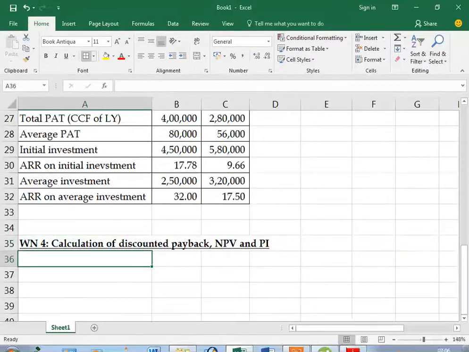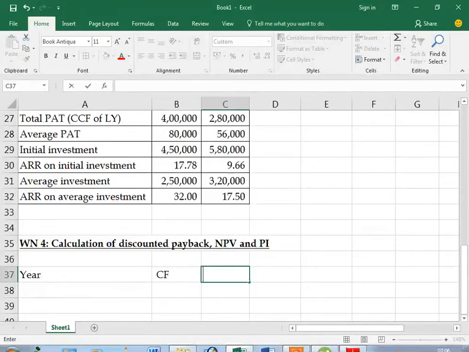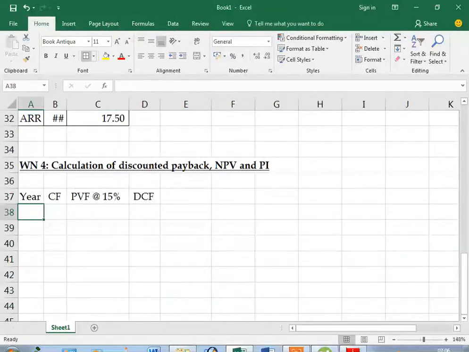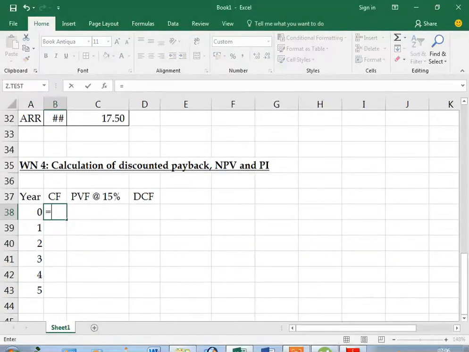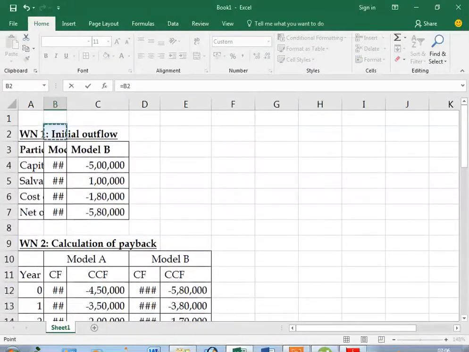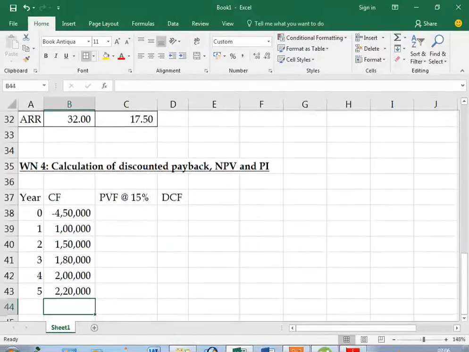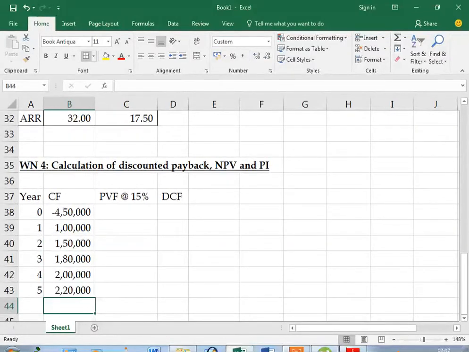Okay, how do we calculate NPV? What are the columns we write for calculating NPV? We have done so many problems. Year, cash flow, PVF, DCF. What is the discount rate given in the question? PVF at 15%. I'll do it for model A, listen for some time, and then you can complete it for model B. It starts with year 0. Year 0 initial outflow is 4,50,000. Then year 1 to 5 it was 1 lakh, 1 lakh 50, 1 lakh 80, 2 lakh and 2 lakh 20. These are the cash flows which we had used.